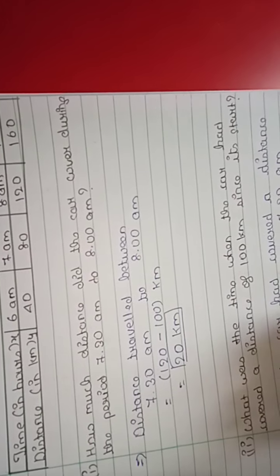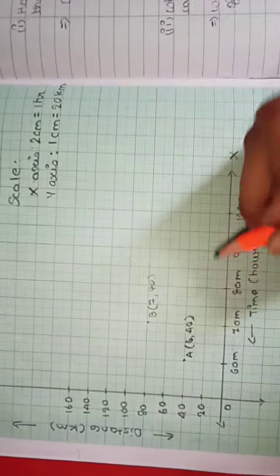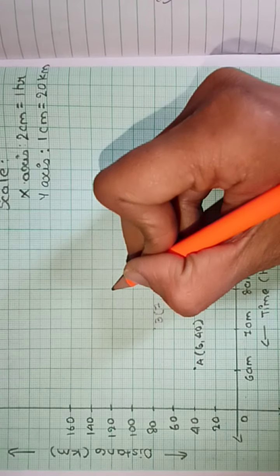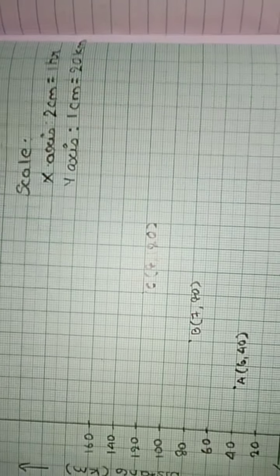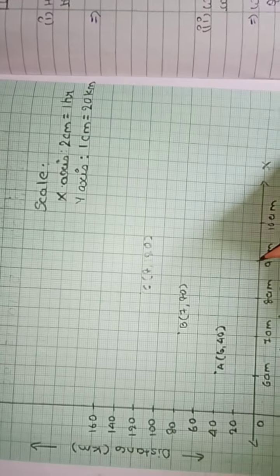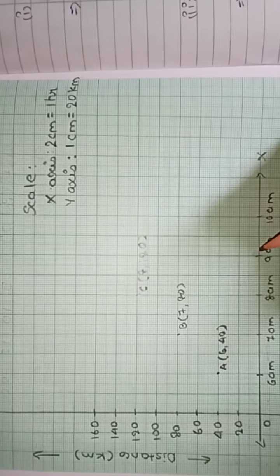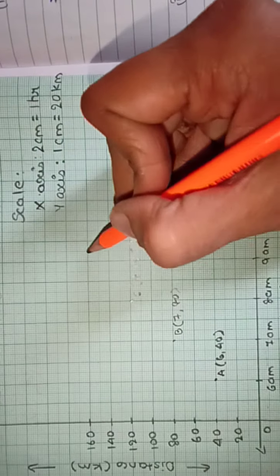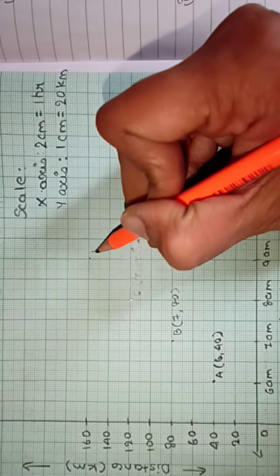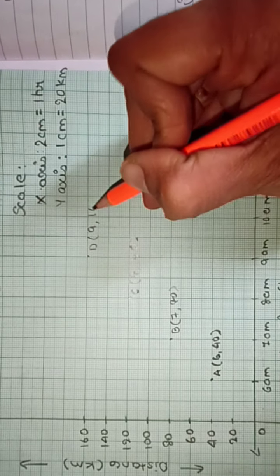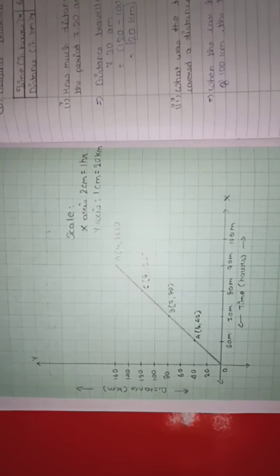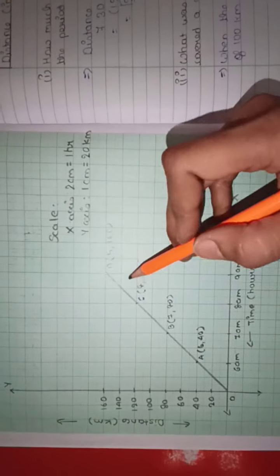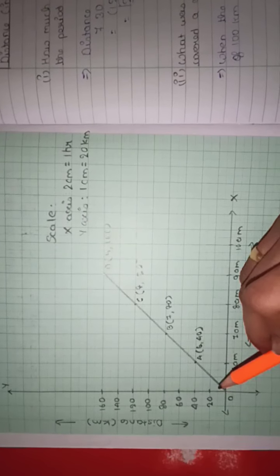Then 8 a.m. and 120 kilometers. At 8 a.m. it has covered 120 kilometers. So C will be 8 a.m. and 120 kilometers. Then 9 a.m., 160 kilometers. At 9 a.m. it has covered 160 kilometers. So we go up to here. D will be 9 and 160 kilometers. Now we join the dots, and it should extend to the origin, 0.